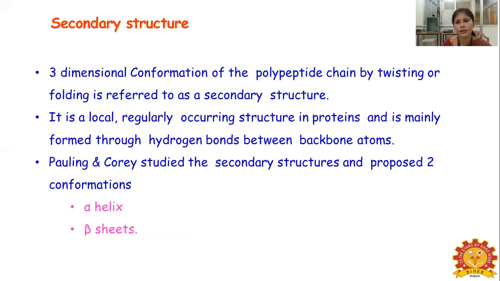Next we'll come to the secondary structure. The three-dimensional conformation of the polypeptide chain, formed by twisting or folding, is referred to as the secondary structure. It is a local, regularly occurring structure in protein and is mainly formed through hydrogen bonds between the backbone atoms. Pauling and Corey, the two scientists, studied the secondary structure and proposed two conformations, the alpha helix and beta sheets.